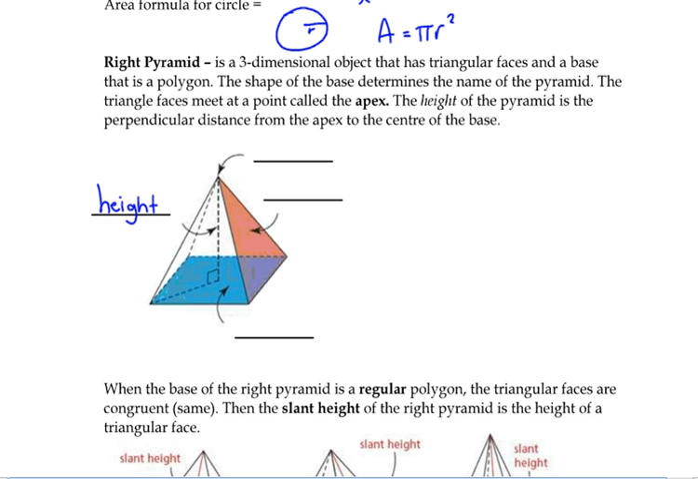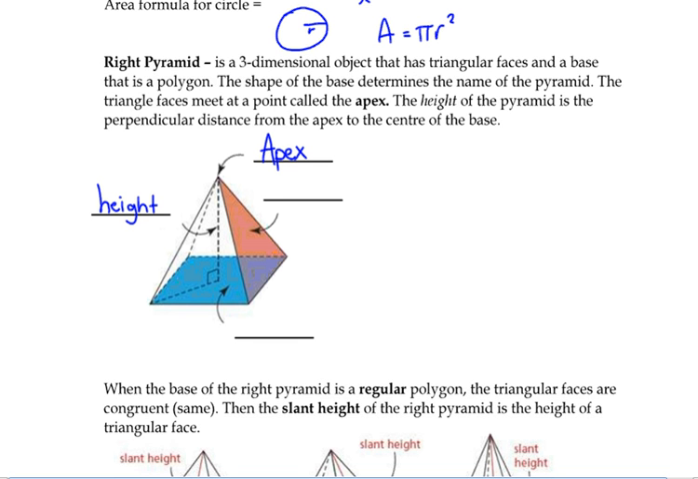Now we're only dealing with right pyramids. What do you think a right pyramid is? If you draw a line down the middle, it touches the center. So we're not dealing with slanted pyramids. The very top of it actually has a name: the apex. The apex is directly over the center. That's the type of pyramid we're dealing with.